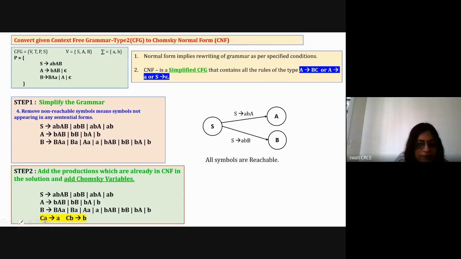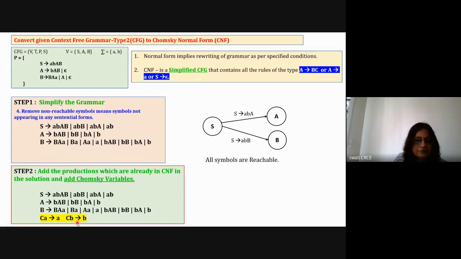So these are two variables, capital C with A as a subscript here. So actually this is a capital letter, which is a variable C. And this is a Chomsky variable, so I'm giving the name of this Chomsky variable as CA, which generates small a. And this is CB, which generates small b. But this is a capital letter, and A and B are subscripts. Okay, so remember CA and CB. It is a variable C, but A is a subscript. So CA and CB. If you do this in step 2, then in step 3, your conversion becomes very easy.